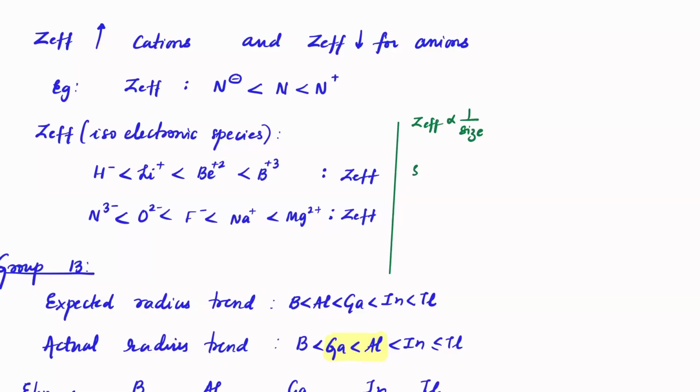Therefore, if it comes to size here, definitely we can say that N3 minus will have a larger size, then O2 minus, then F minus, then Na plus, then Mg2 plus, then Al plus 3. All of this will have the smaller size. Got it?